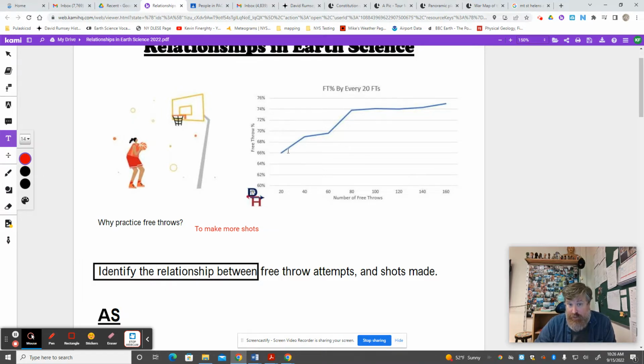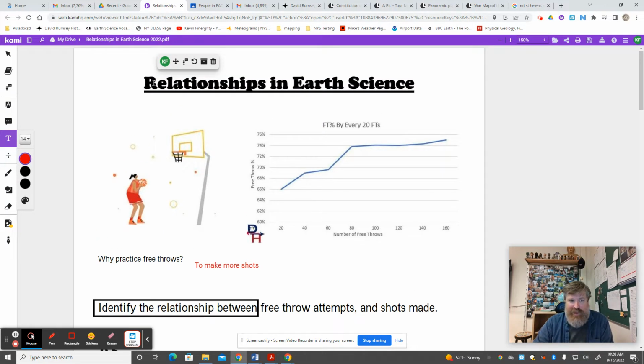So if we look at this graph here, this is going to be the key to where we actually start talking about some earth science. As we look at this graph here, this shows us that as one thing goes up, the other thing goes up. And that's what we're trying to get at today, is relationships in earth science. There's going to be many times throughout the rest of the year until we get to June where a question is going to say, identify the relationship between this and this.